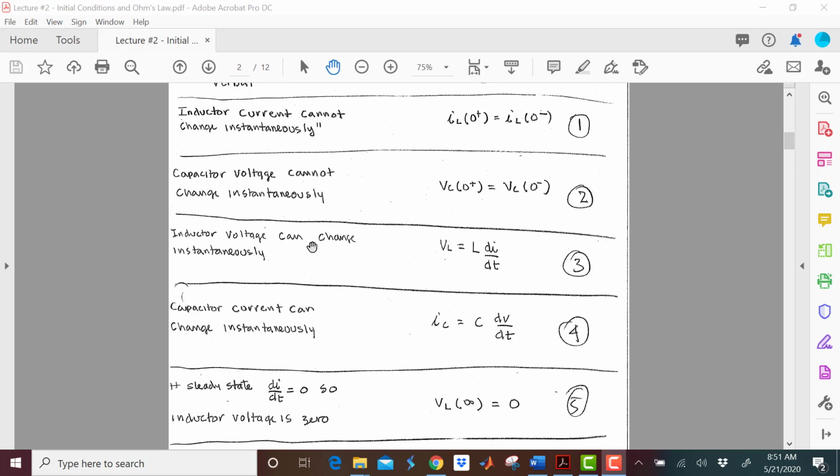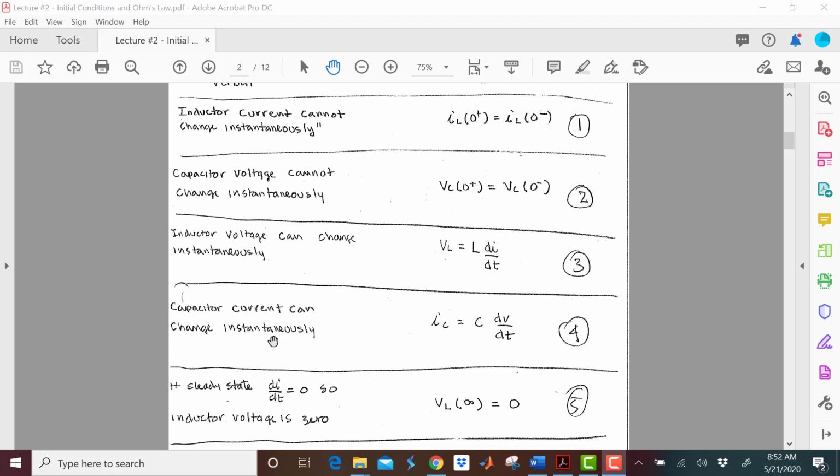The inductor voltage can change instantaneously. So from t equals 0 minus to t equals 0 plus, yeah, we can have a big change in the inductor voltage. And the way I describe this mathematically is I just gave the equation for the physics of the inductor, which is V is equal to L di/dt.